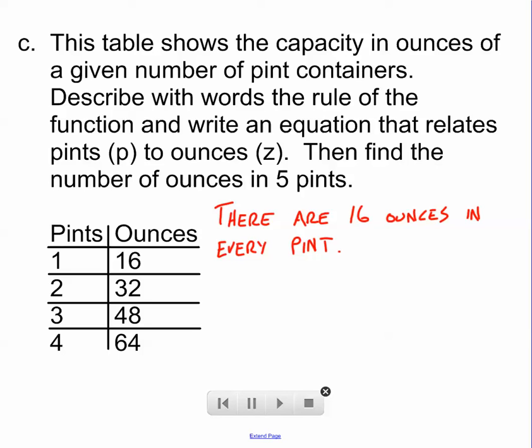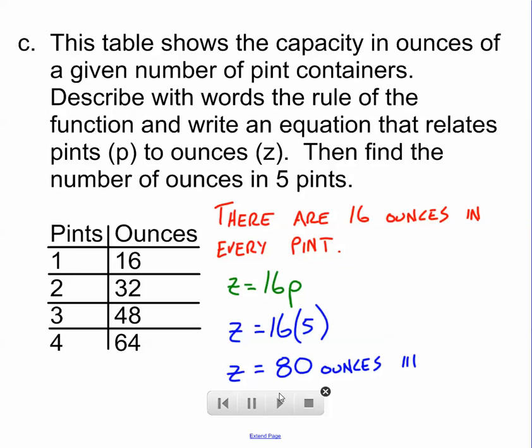Then we're going to write an equation. So how about we say the number of ounces, Z, is equal to 16 times the number of pints. So there we've related pints to ounces. And now we're going to find out how many ounces are in 16 pints. Or I'm sorry, 5 pints. So we'll go 16 times 5 is 80 ounces. So there are 80 ounces in 5 pints.